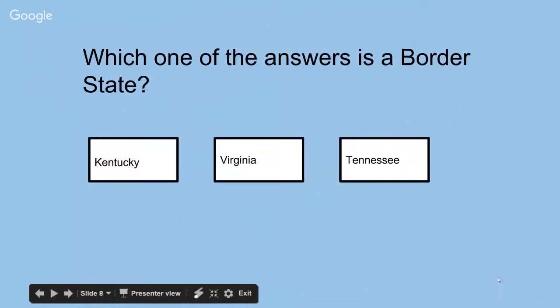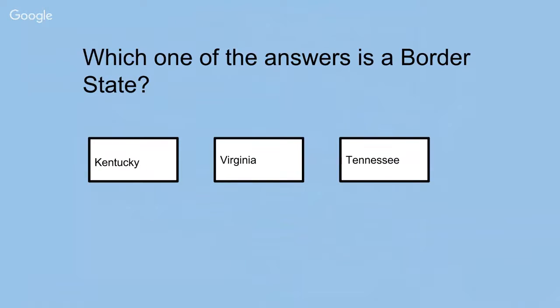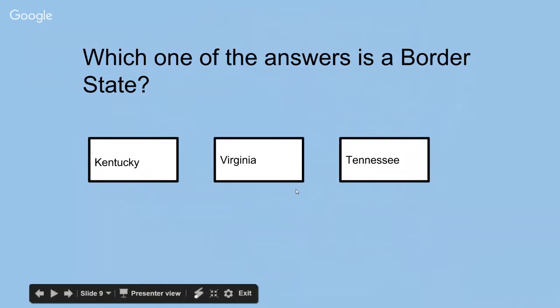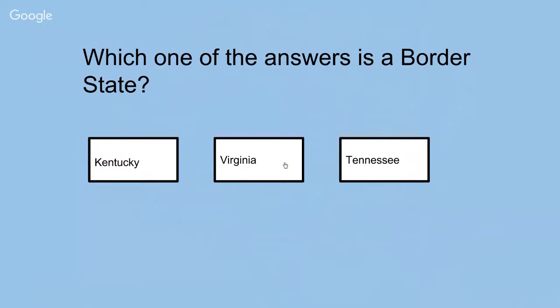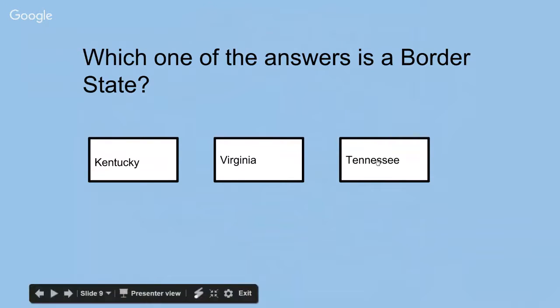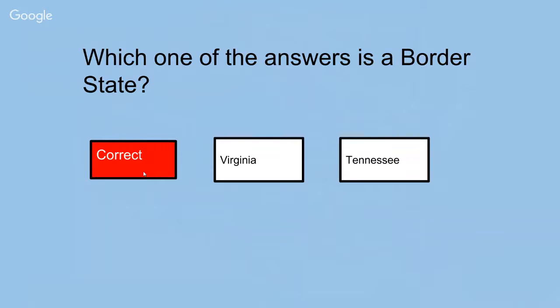So I click next, and it's a question. Which one of the answers is a border state? So say I'm a student, and I come up to a smart board or smart TV, and I click on the wrong answer. Nothing happens. I click on another answer. It's wrong. All right, what happens when I click on the correct answer? It disappears, and it shows that I got the answer correct.